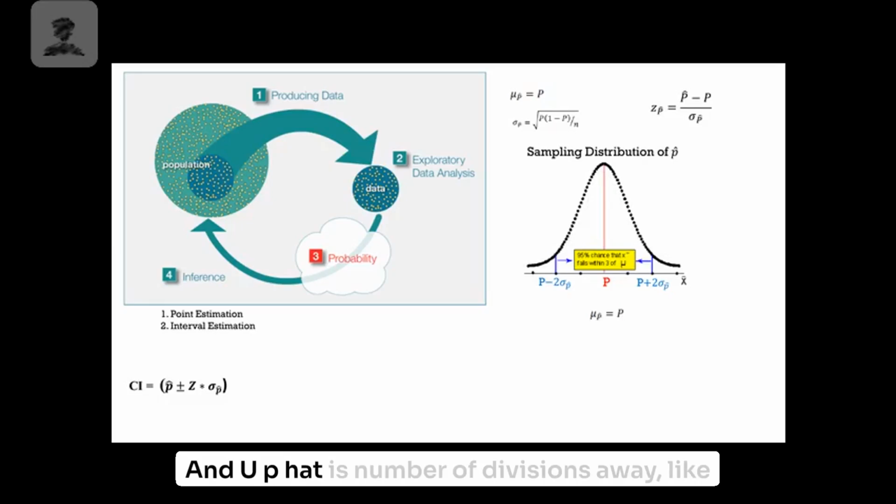And your p hat is a number of standard deviations away, like 2 standard deviations away from the population proportion for a 95% confidence interval, just like the x bars. Just like the confidence interval formula for x bar, where mu was x bar plus or minus z times sigma x bar, this is also the same. It's just that instead of x bar, you put the value of p hat, which is p hat plus or minus z, the confidence multiplier, times sigma p hat.